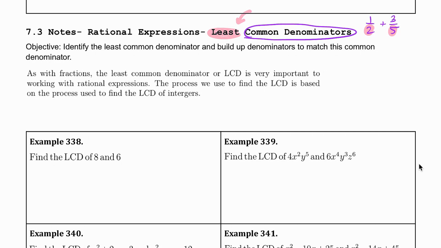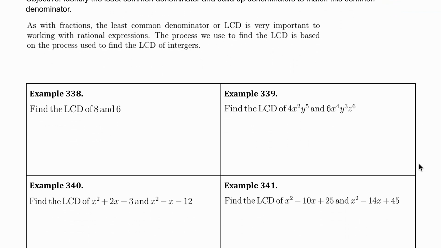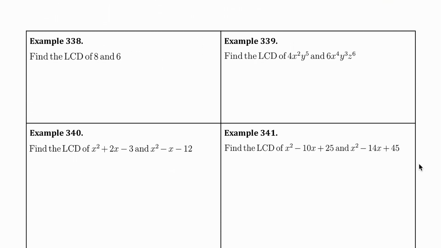We want the least common denominator because it's going to make it a lot easier to work with. So in this section, we're not going to be adding or subtracting. All we're going to be doing is working on finding the least common denominator, and then building up our fractions once we find that common denominator. First, let's talk about the process to find the LCD, or least common denominator, of just integers, just numbers.